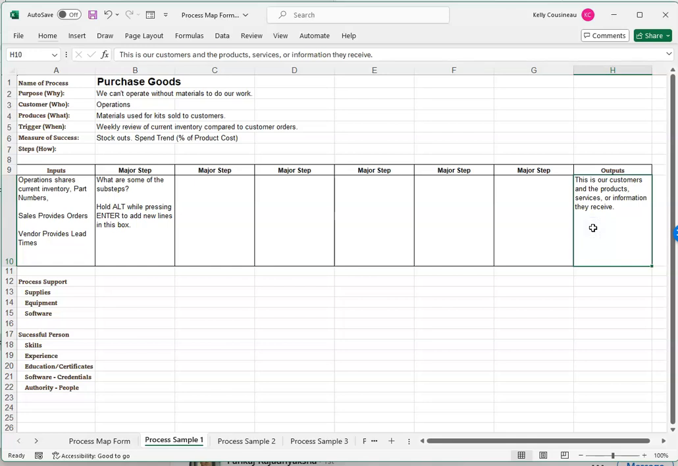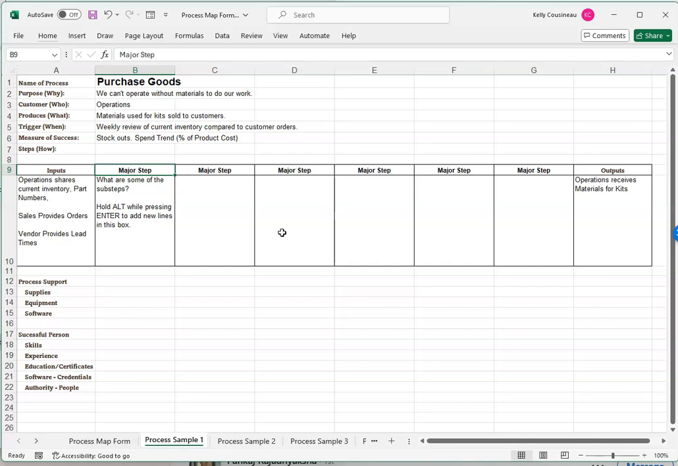So then on the output end, as we had mentioned up above, the operations group receives materials for their kit. So the operations is our customer, and the product, service, or information that they receive is the materials for kits. Now I'm going to go back and look at the different major steps in this process, breaking it down.